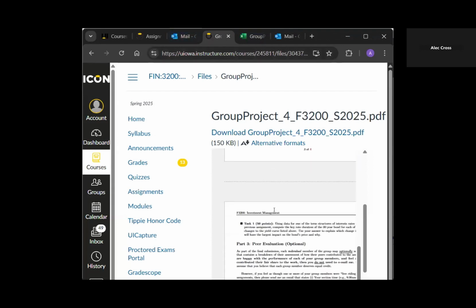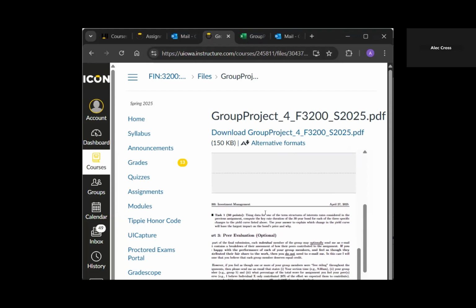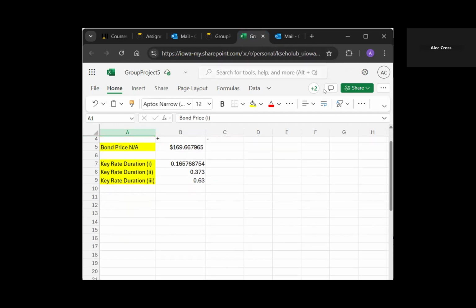So in part two, it says using the data for one of the term structures of interest rates considered in the previous assignment, compute the key rate duration of a 3-year bond for each of the three specific changes to the yield curve listed above. Use your answers to explain which change in the yield curve will have the largest impact on the bond's price and why. So we go on over to here.